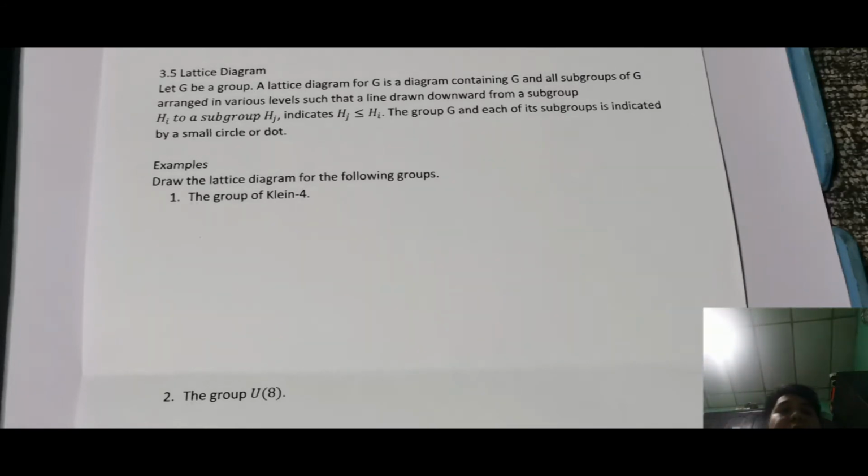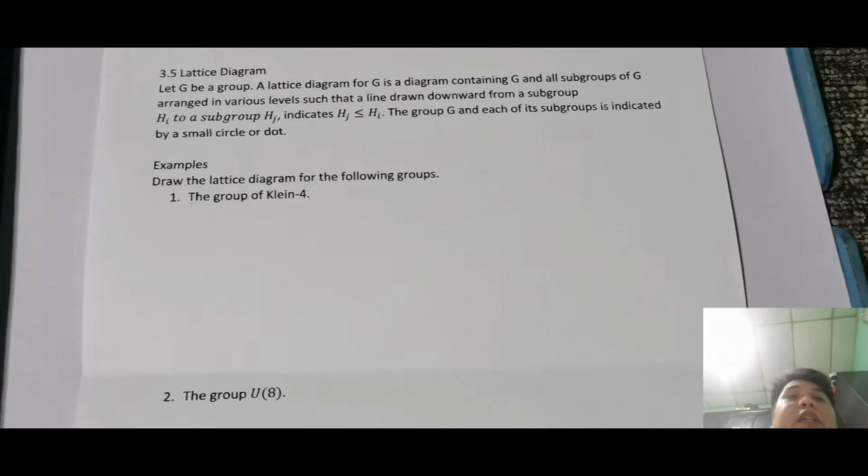So let G be a group. A lattice diagram for G is a diagram containing G and all subgroups of G arranged in various levels such that a line drawn downward from a subgroup H_i to a subgroup H_j indicates that H_j is a subgroup of H_i. The group G and each of its subgroups is indicated by a small circle or dot.